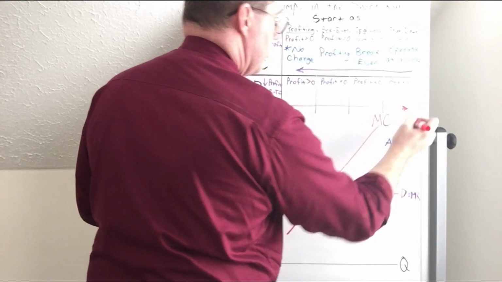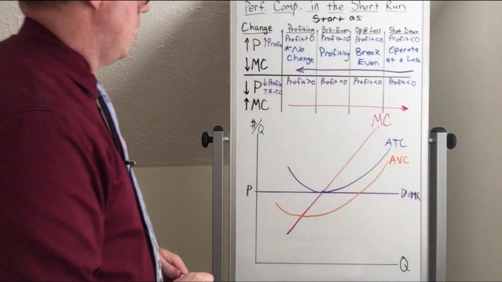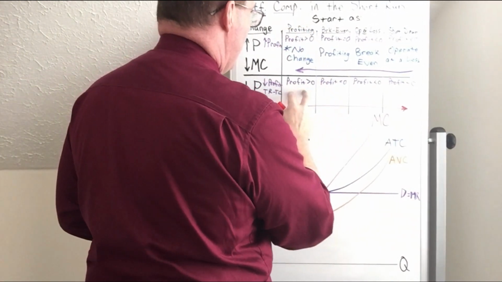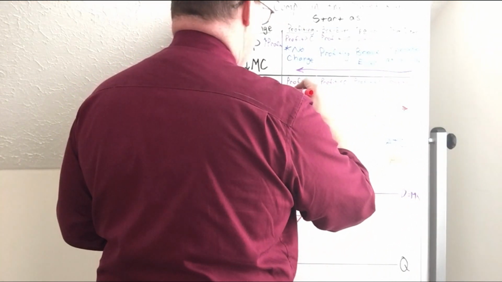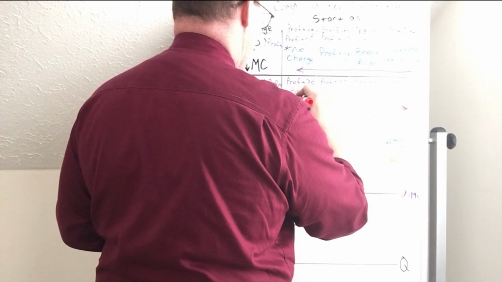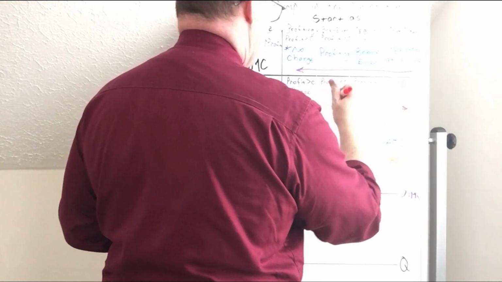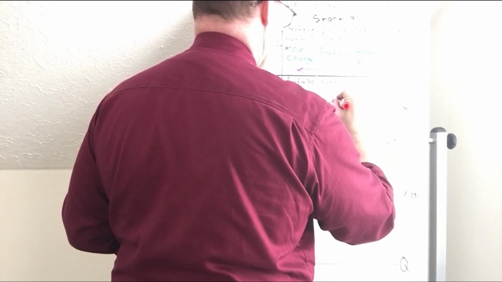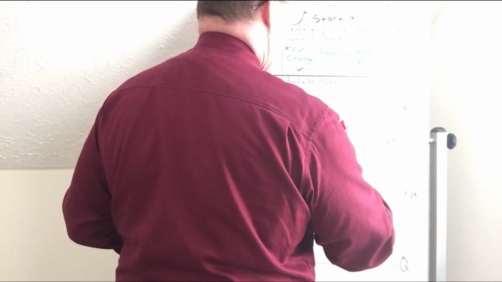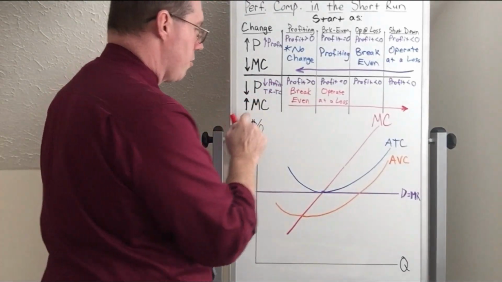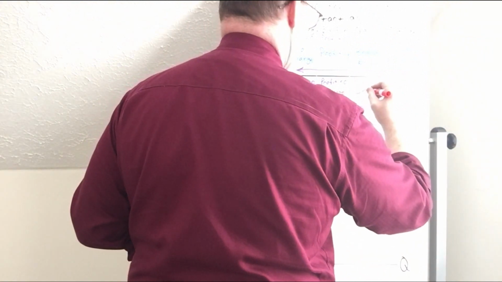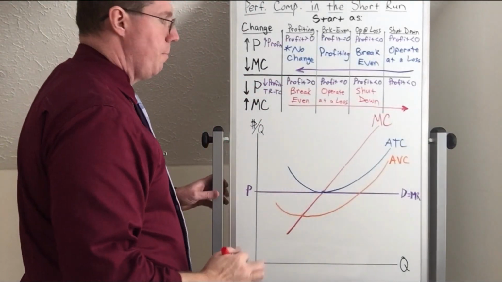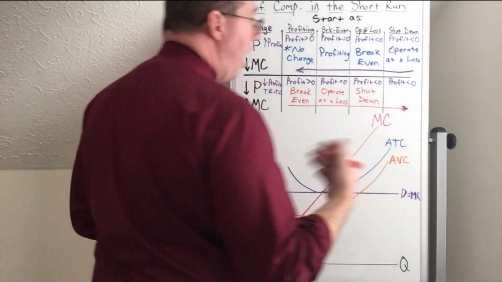And therefore, if price decreases or marginal cost increases, these firms are going to move in this direction in terms of what their situation is. If they start out as profiting, then they're going to move to break even. If they start out as breaking even, they're going to move to operating at a loss. If they're operating at a loss and price goes down or marginal cost goes up, then they're going to go to a place where they need to shut down.